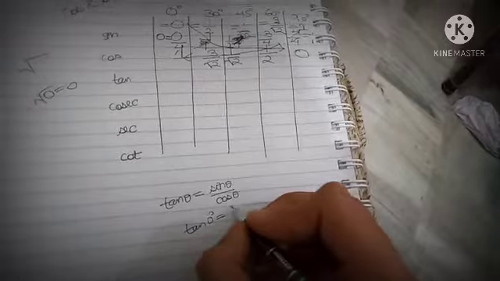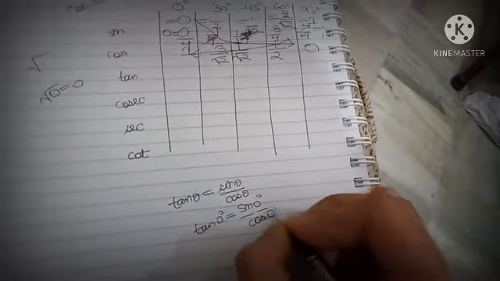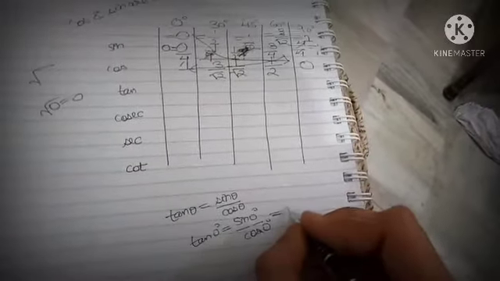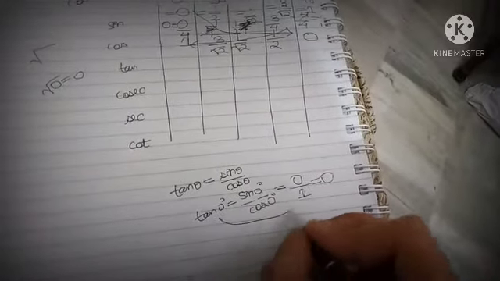So what will I do? I'll simply divide the value of sine 0 degree with the value of cos 0 degree. Now as we learnt, sine 0 degree is 0, cos 0 degree is 1. So 0 by 1 comes out to be 0. That means tan 0 degree is basically 0.